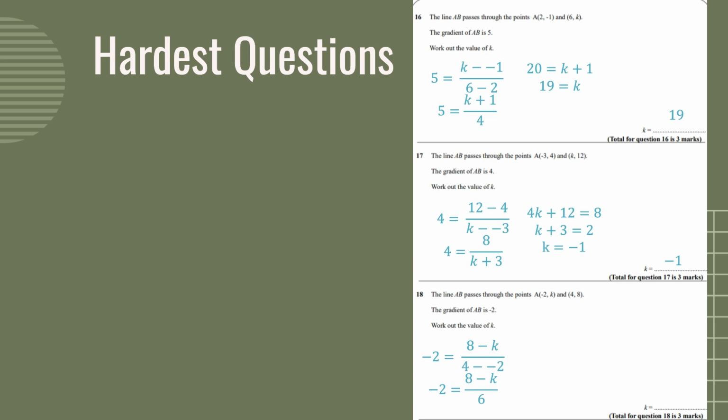So here we have minus 2 equals 8 minus k divided by 4 minus minus 2, which means minus 2 equals 8 minus k divided by 6. Times both sides by 6 and we get minus 12 equals 8 minus k. Minus 8 from both sides and we get minus 20 equals minus k. Times both sides by negative 1 and we get 20 equals k. So our final answer is k equals 20.